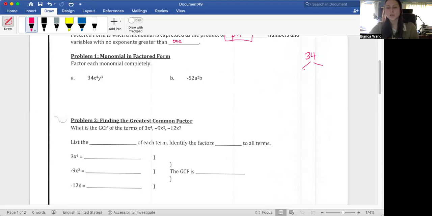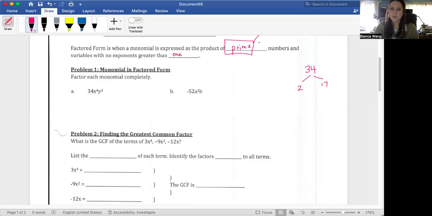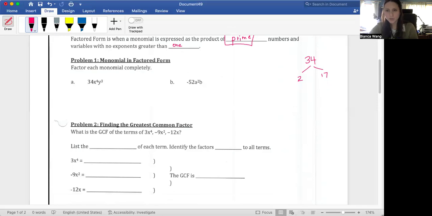So 34, we know this is an even number, so I could divide it by 2, right? So if I plug this in, 34 divided by 2 is actually 17. So that means 2 times 17 is 34. And now 2, actually, I forgot to put 2 up here as one of the primes. 2 is a prime number because only 1 and itself can be divided into it. So 2 is a prime.